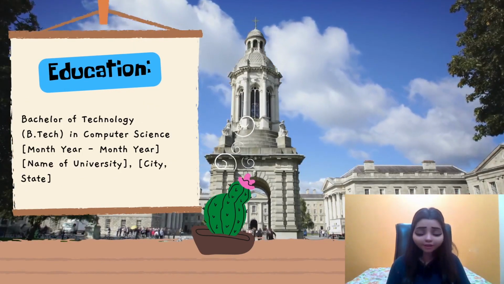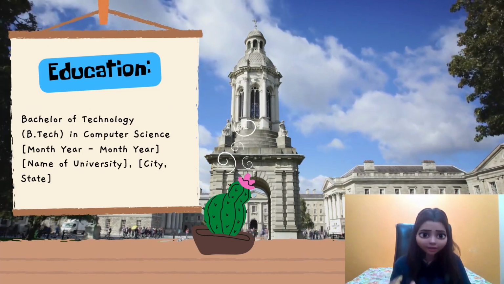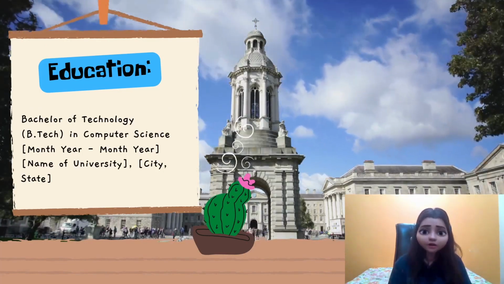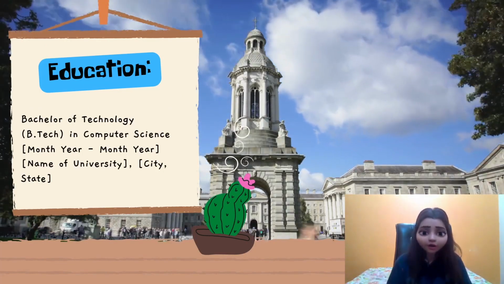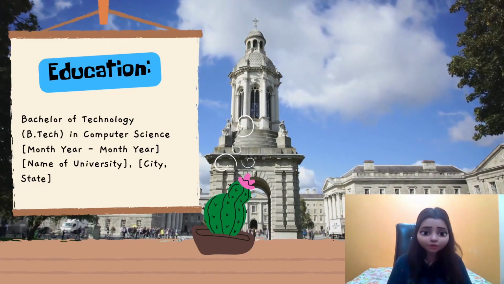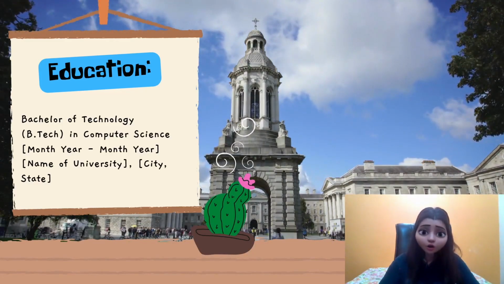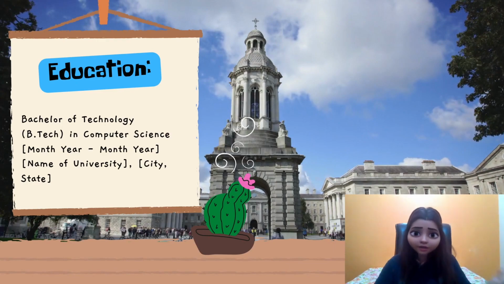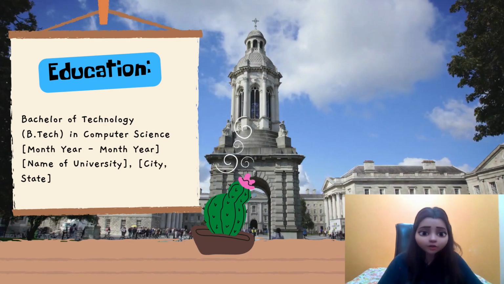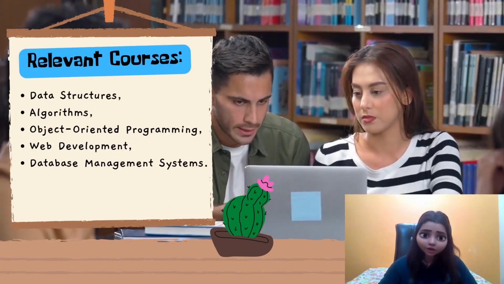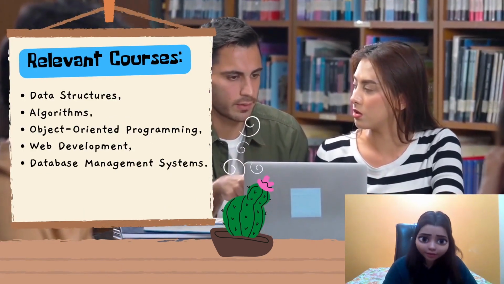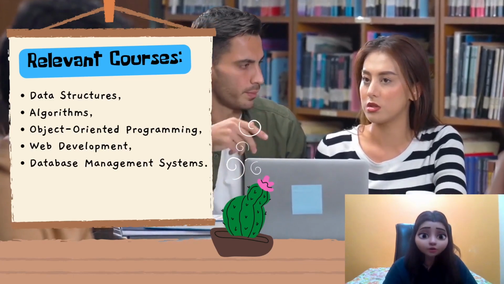So this is a very important section. You have to add this education section, and there you can mention from which college you graduated, what your branch is, and so many different things. You can also mention which school you studied at for your 10th and 12th. Later on, you can move ahead and add this particular section, and that is relevant courses.